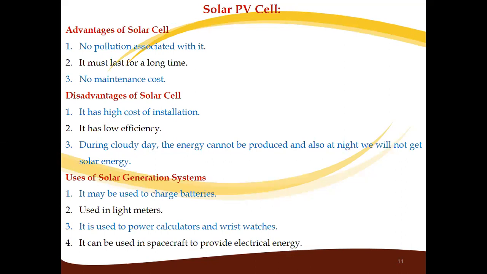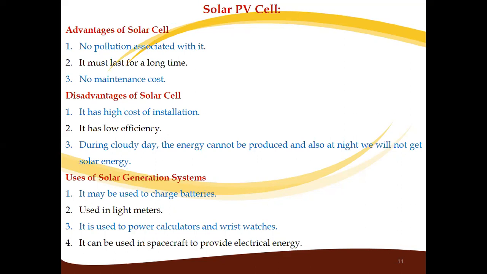Now we will see the advantages, disadvantages, and how we can use this solar cell for power generation. First, the advantages of this solar cell: no pollution is associated with them. Second, it can be used for a long time, and there is no maintenance cost required for this solar cell. What are the disadvantages? It has a very high cost for installation. It has very low efficiency. During a cloudy day or during the night, the energy cannot be produced. So these are the disadvantages.